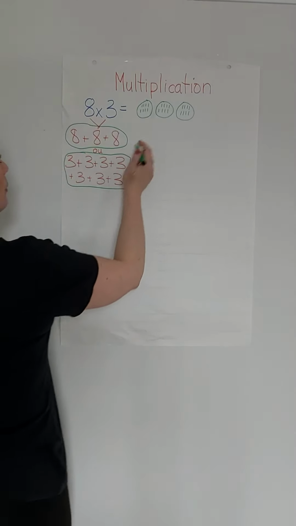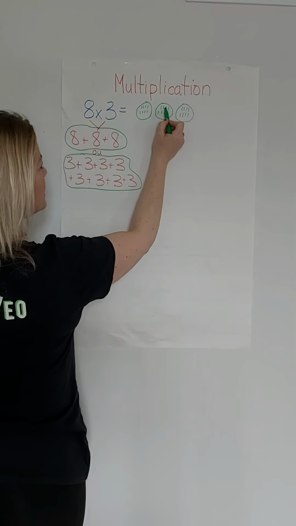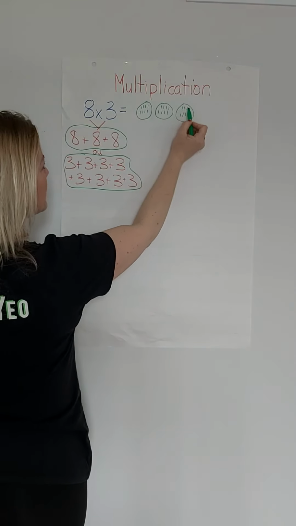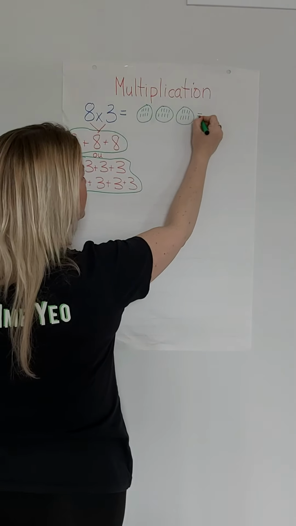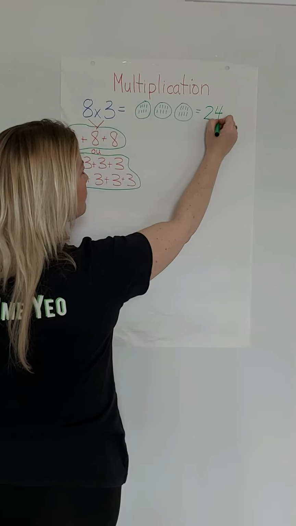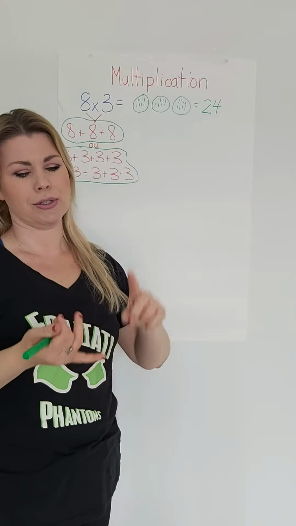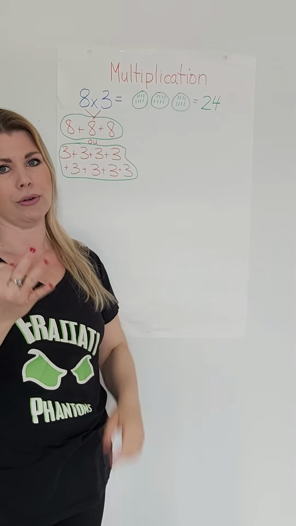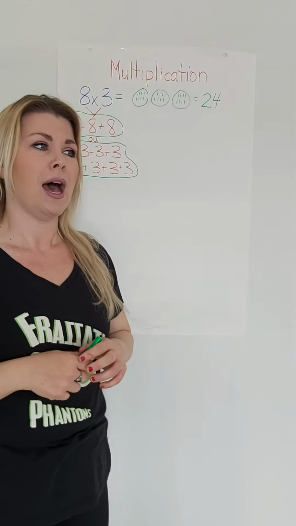So how do I know what that equals? Now I count all of them. 1, 2, 3, 4, 5, 6, 7, 8, 9, 10, 11, 12, 13, 14, 15, 16, 17, 18, 19, 20, 21, 22, 23, 24. Alors, c'est égal à 24. Okay? If you know how to do your 8 times table, so 8, 16, 24, you'd know that 8 times 3 equals 24. So you're more than welcome to memorize.